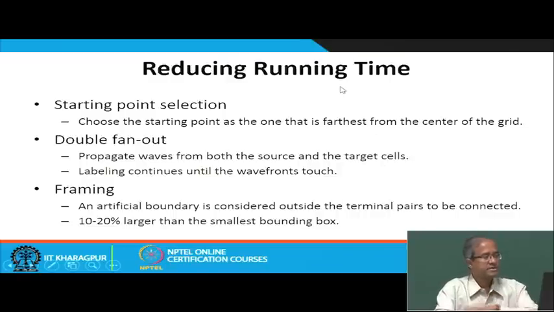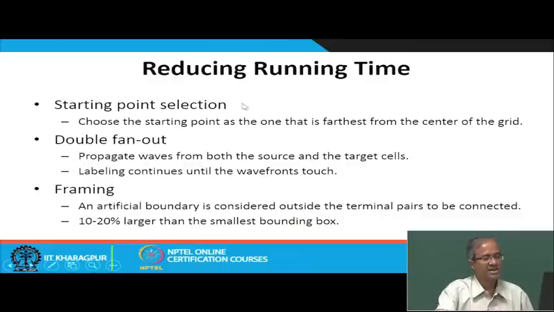Now, there are several heuristics, or you can say approximations, that you can use in Lee's algorithm to reduce the running time. There are 3 such strategies which are mentioned here. The first one says, so you have a pair of points, source and target, which you want to connect.